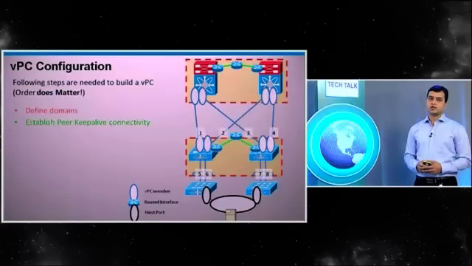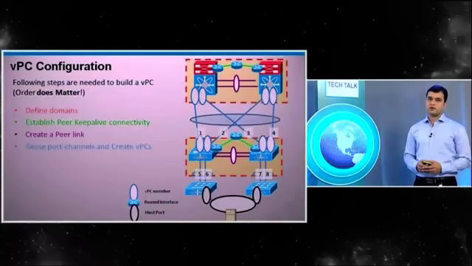Then you need to establish the peer keepalive connectivity, on which the keepalive messages, or the heartbeat messages, flow. Then you need to create a peer link. Finally, we reuse the port channels that we had created, and we form the VPC. And last but not least, make sure that the configuration on the links remains consistent. Otherwise, the VPC will not come up, or there may be some kind of VLAN suspension on the VPC.